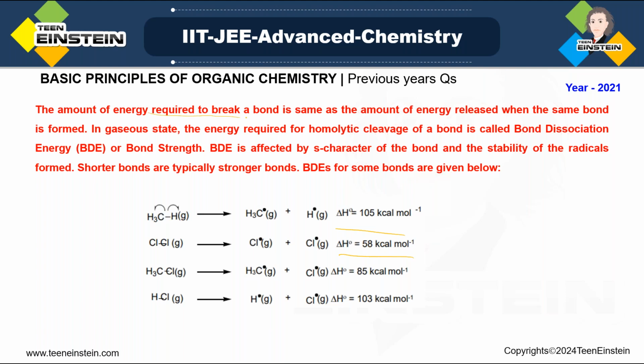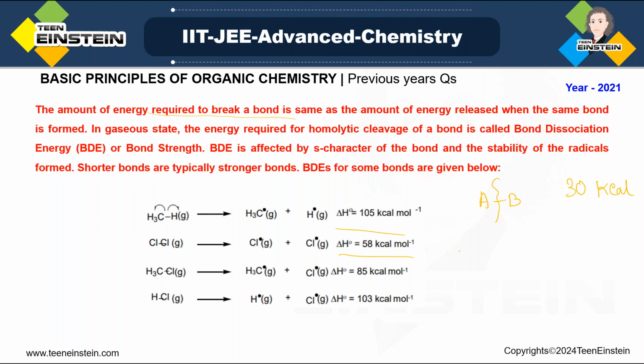The amount of energy required to break a bond is the same as the amount of energy released when the same bond is formed. Suppose you are forming a bond AB, or you are breaking the bond AB. So when you are breaking it, obviously you have to supply some energy. Suppose you are supplying 30 kilocalorie, I am just saying arbitrarily, to break this bond.